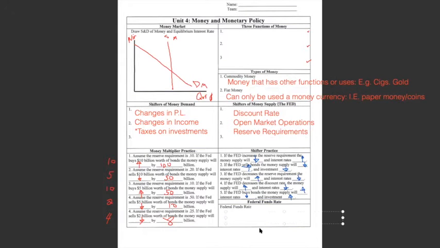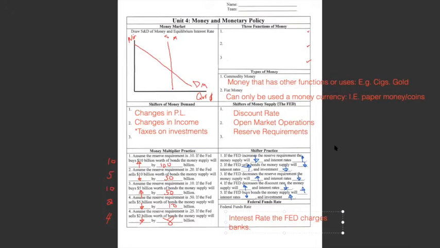What is the federal funds rate? I'm just going to keep it short here. Interest rate the Fed charges banks. It's technically for overnight loans, but who cares? Just the interest rate the Fed charges banks. That'll cover it.